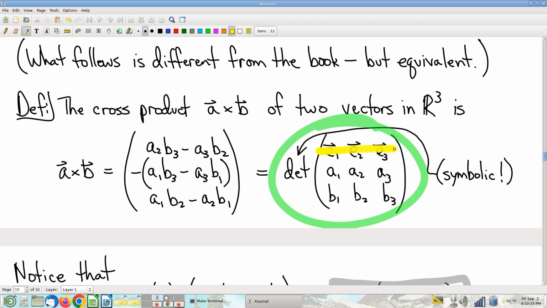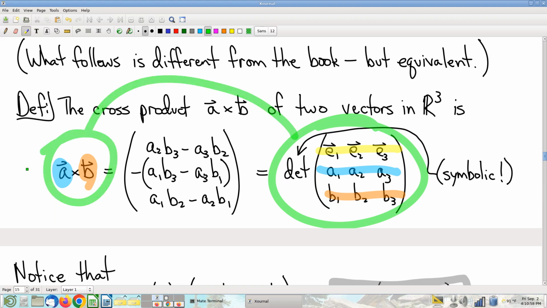You put the standard basis vectors across the top. You put the first vector on the next row. And then you put the second vector on the last row. Hey, there's not much to remember, right? And then the determinant gives you the formula for the cross product. It's fantastically convenient. So I'm a big fan. This is the one I've memorized. You may do better than I do. If you would prefer to do it the other way, you can. Just be real careful with those minus signs. Right? It's easy to mess that up.